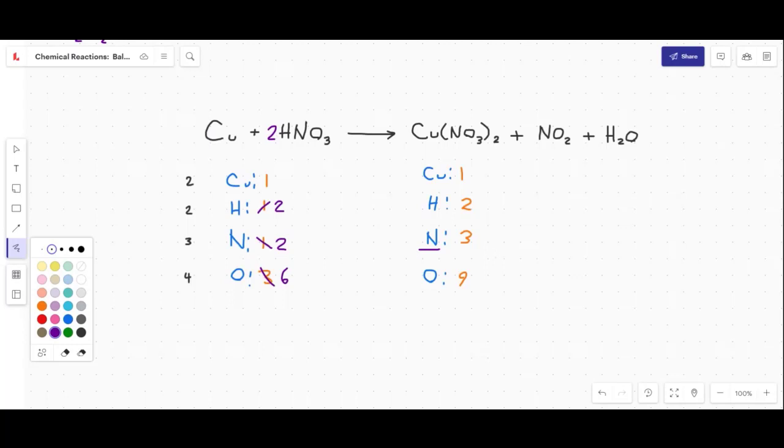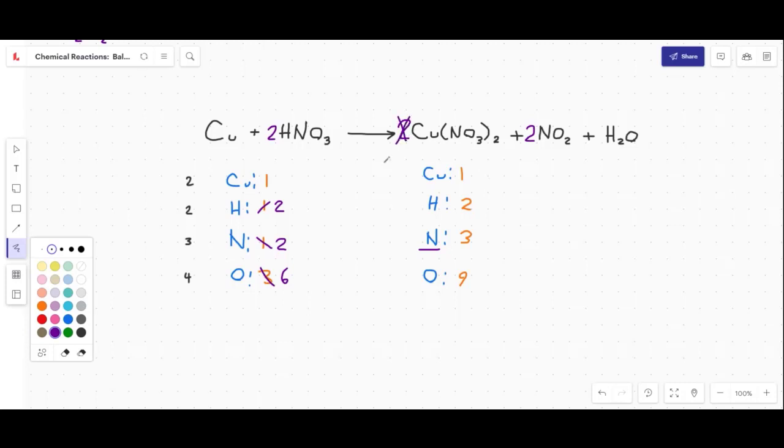Typically, when I find myself in a situation where I've got an element in multiple compounds, I find one that's just one. For example, the NO2. So I multiply NO2 by 2, and that's exactly what you should do. A typical mistake that a lot of students make is that they will put a 2 in front of everything that has a nitrogen in it.